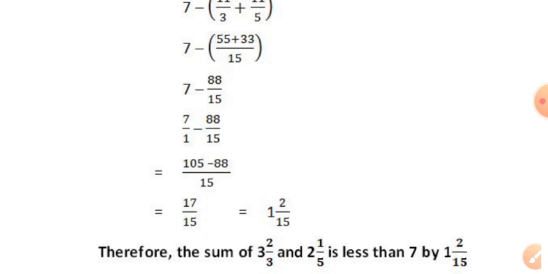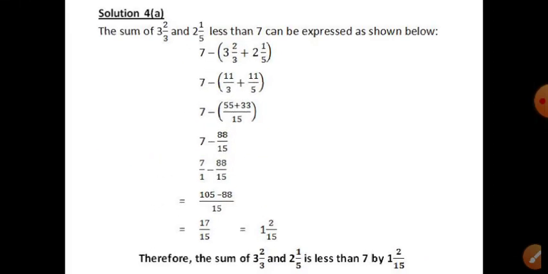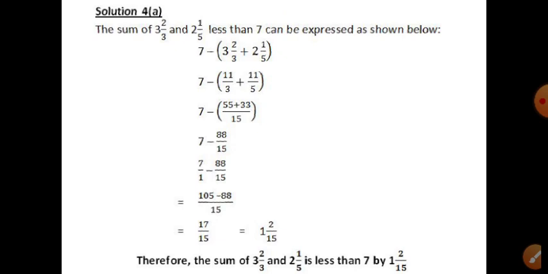You can still change that back to a mixed fraction. You have 1 whole number 2 over 15. Therefore, the sum of 3 whole number 2 over 3 and 2 whole number 1 over 5 is less than 7 by 1 whole number 2 over 15. That is a very simple way of solving that. All you have to do is subtract the sum of the two mixed fractions from 7 and you're there.